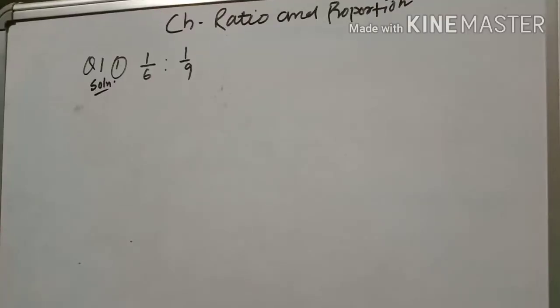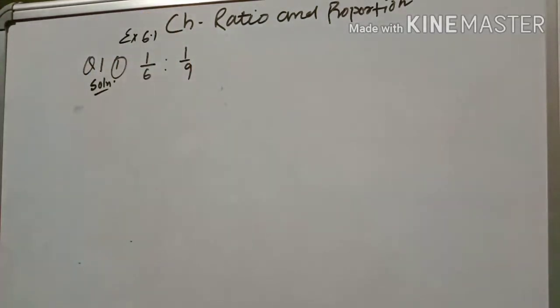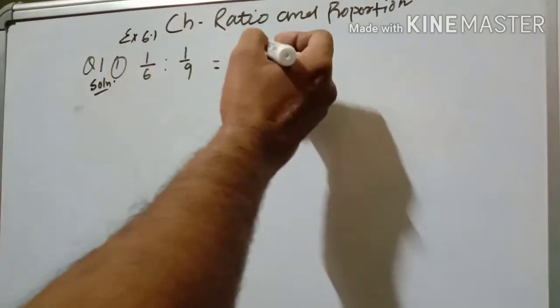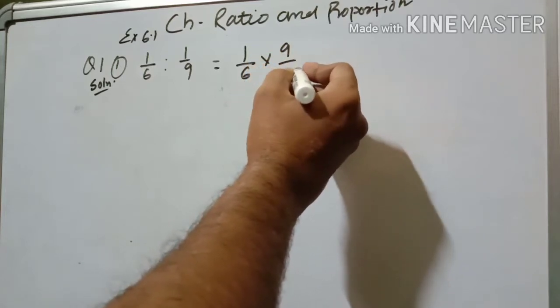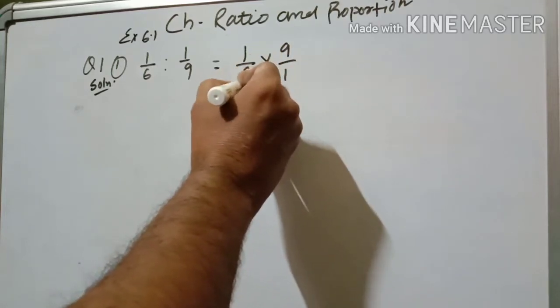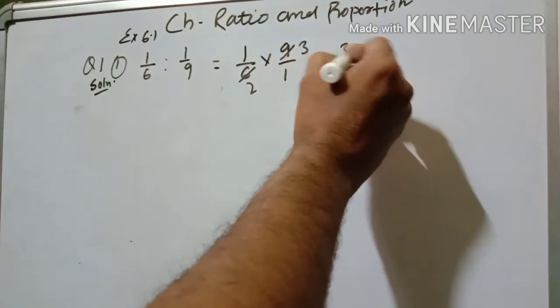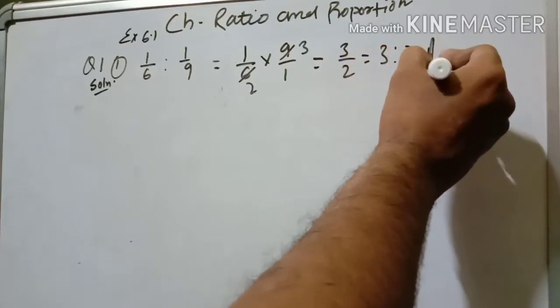Exercise 6.1, question number 1. It is given: express 1 by 6 ratio 1 by 9 in the simplest form. Simply we have to do 1 by 6 into the reciprocal, meaning 9 by 1. 3 2s are 6, 3 3s are 9, so it will come 3 by 2, and 3 by 2 means 3 ratio 2. This is your required answer.